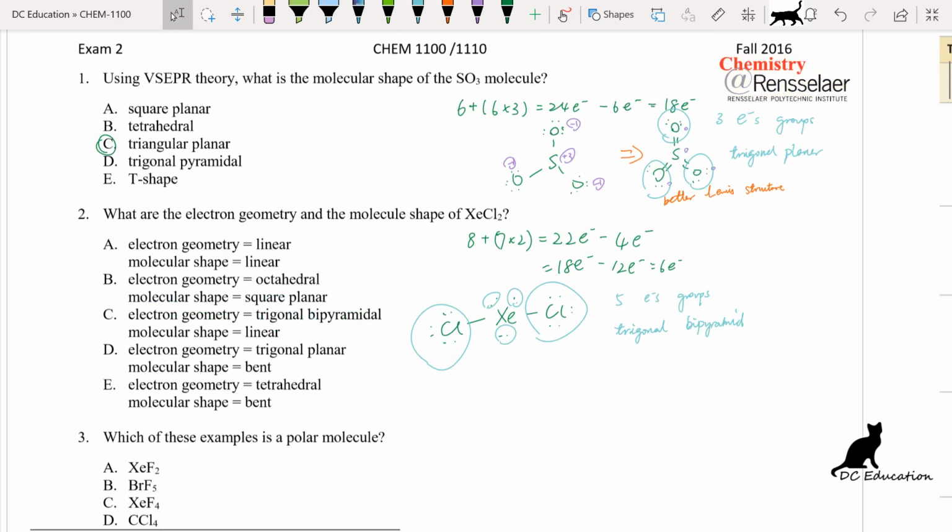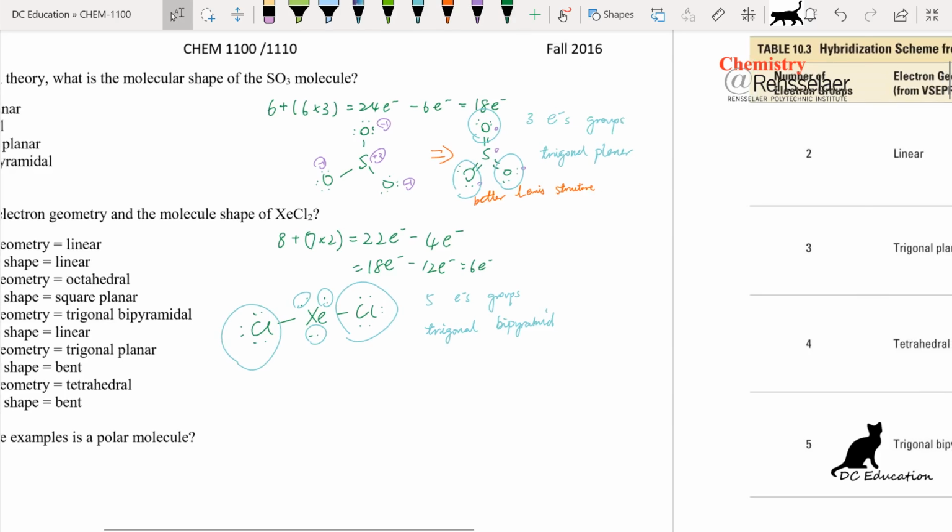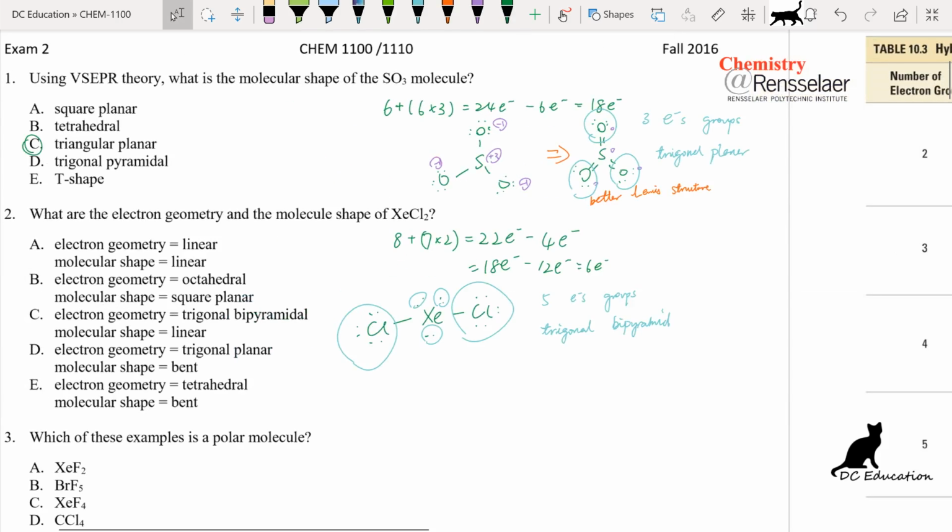And so we can actually already eliminate the answer C already, but let's just go through the question to the end. So as you can see, 3 out of 5 of the electron groups are lone pair electrons.